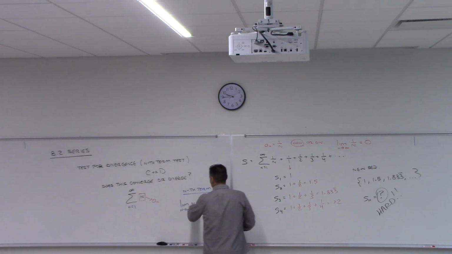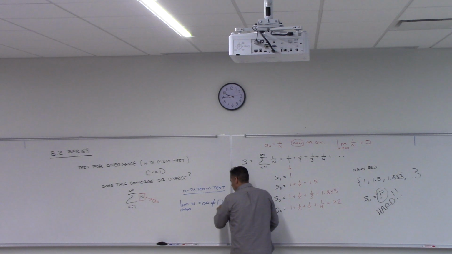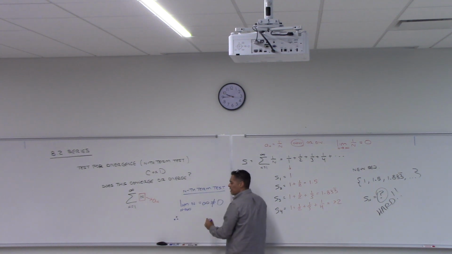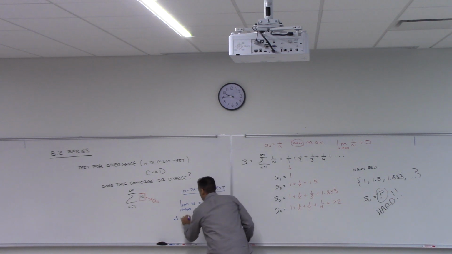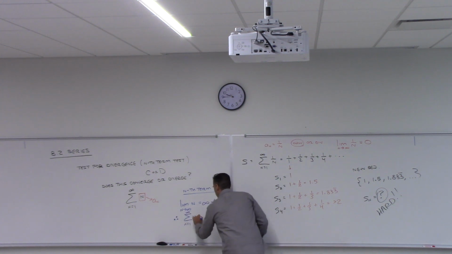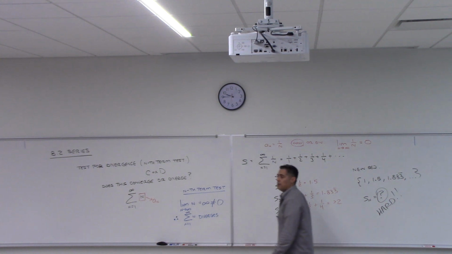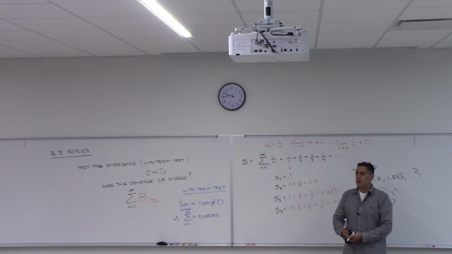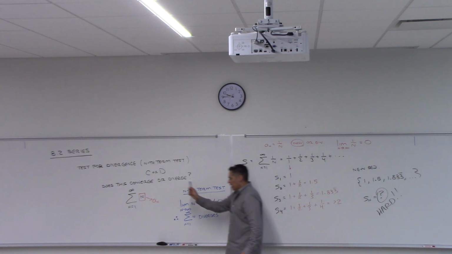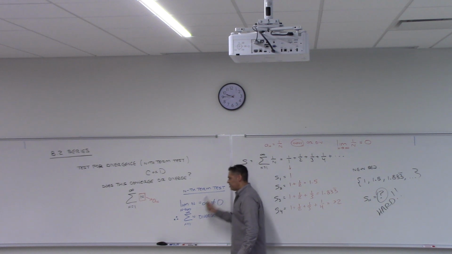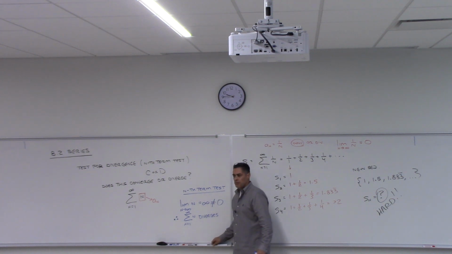Okay? So this limit goes to something other than 0. Therefore, I've used those 3 dots, yes or no? Yes? Therefore, what? Draw your conclusion. The series, what? Diverges. That's it. You're done. If the sequence goes to something other than 0, the series diverges. And we're done.